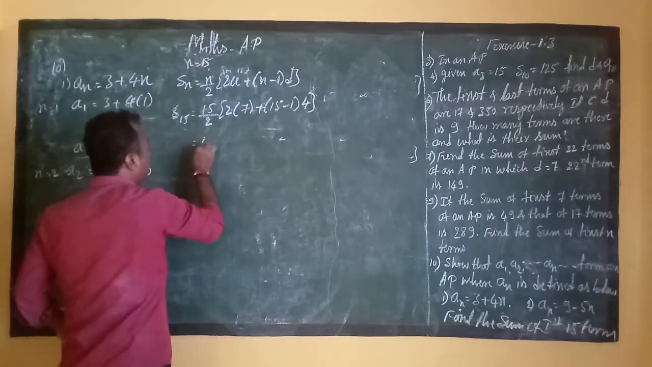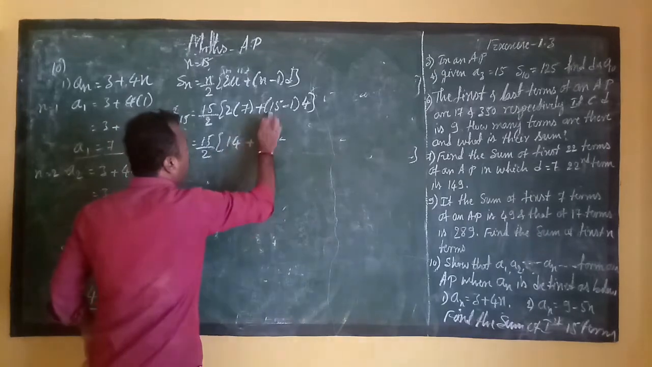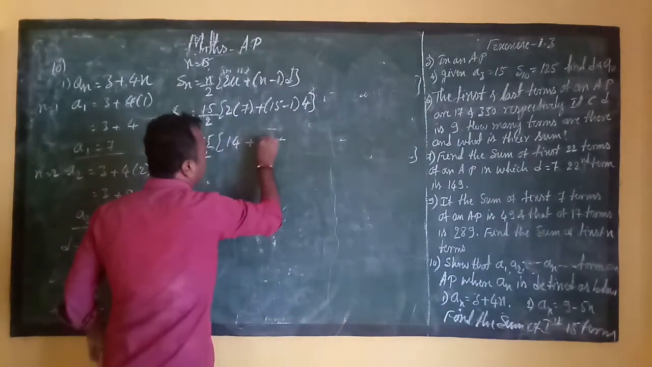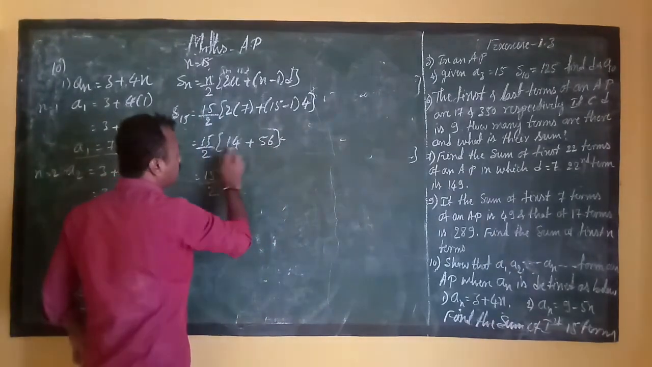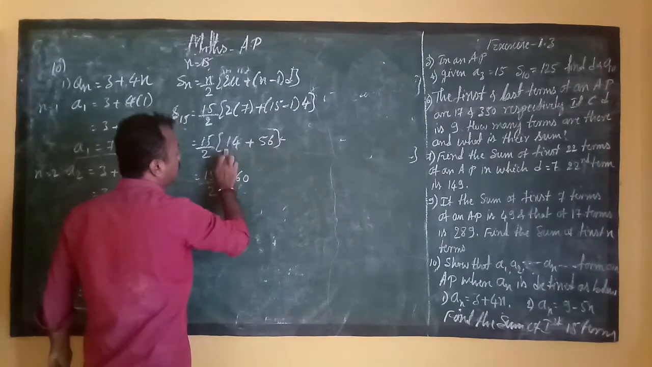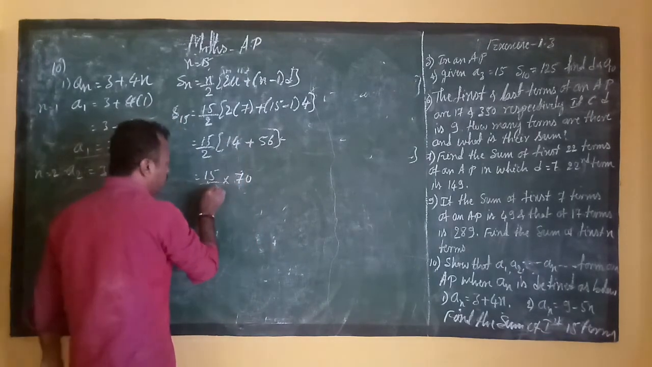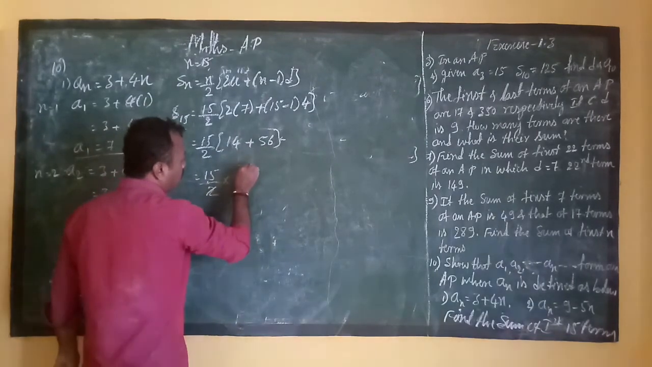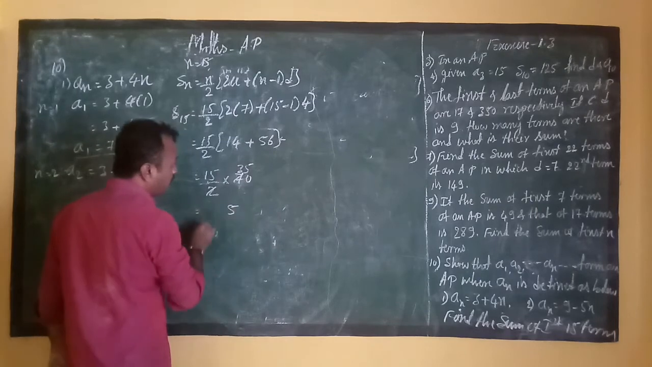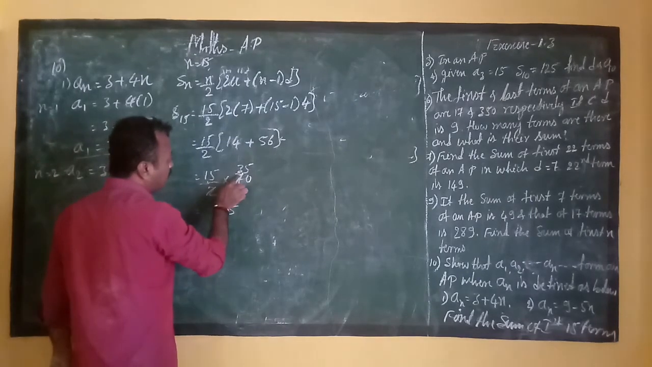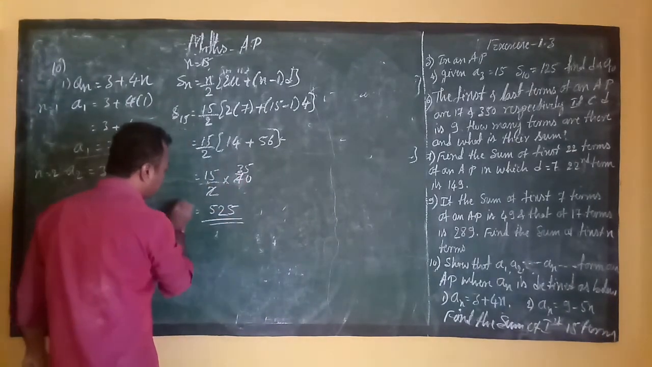Next, 15 by 2 as it is we have to write down. 7 twos are 14. So plus 15 minus 1 is 14, 14 fours are 56. So now 15 by 2 into 56 plus 14, that is 70. 56 plus 14 is 70. So 2 ones are 2, 2 threes are 6, 2 fives are 10. So 15 into 35. 15 fives are 75, 7 carry. 15 threes are 45, 45 plus 7, 52. 525. This is S15.